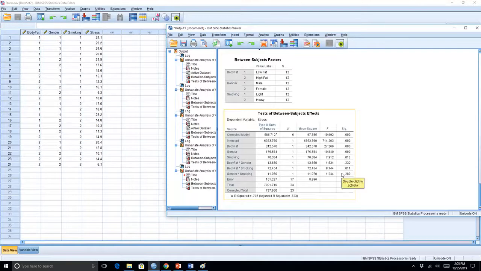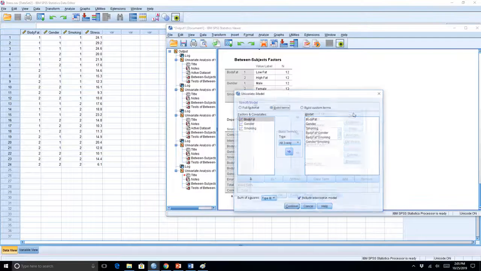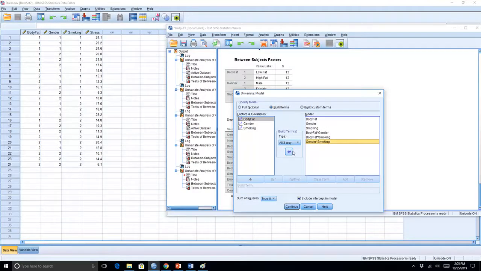Okay, again, I'm going fast because you can pause me and watch me over again. So we're going to get rid of the gender by smoking first. So analyze, univariate. So gender by smoking was the first one. We just have to click it out of there.